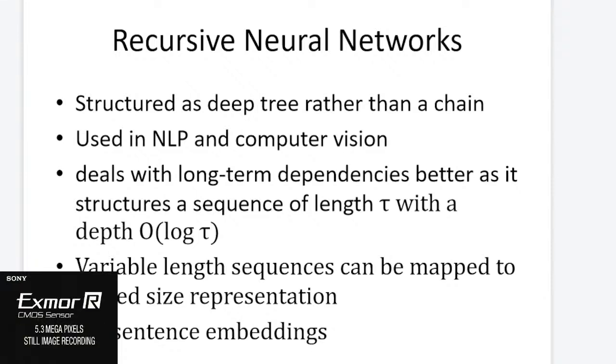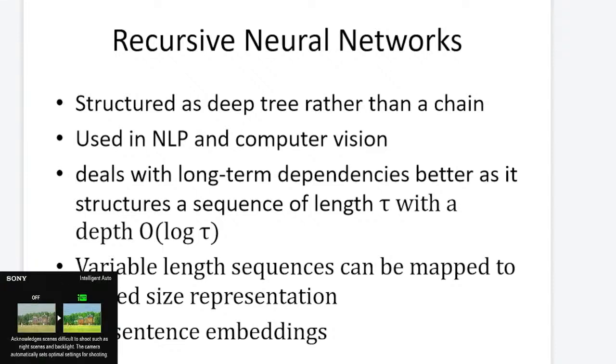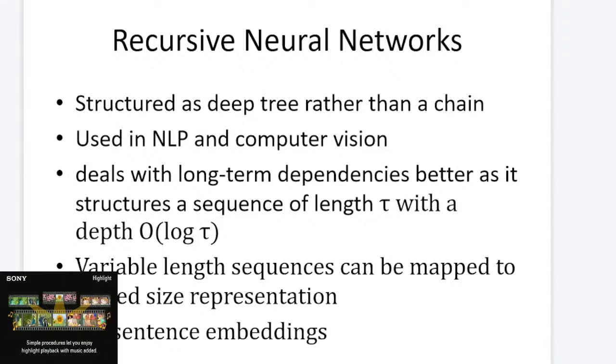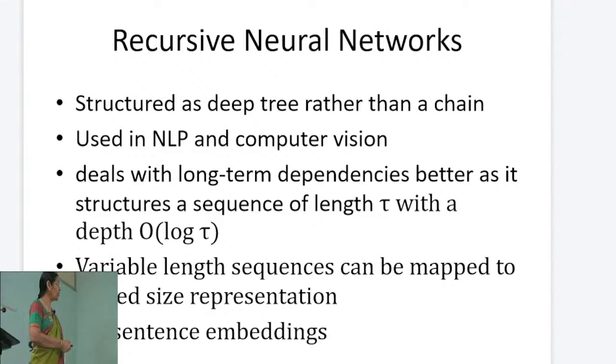Next, if you do that, you will be able to reduce the time and deal with the long term dependencies better, as it structures a sequence of length tau with a depth of log tau, because when you arrange the information in a tree, the length will be reduced. The variable length sequences can be mapped to a fixed size representation.